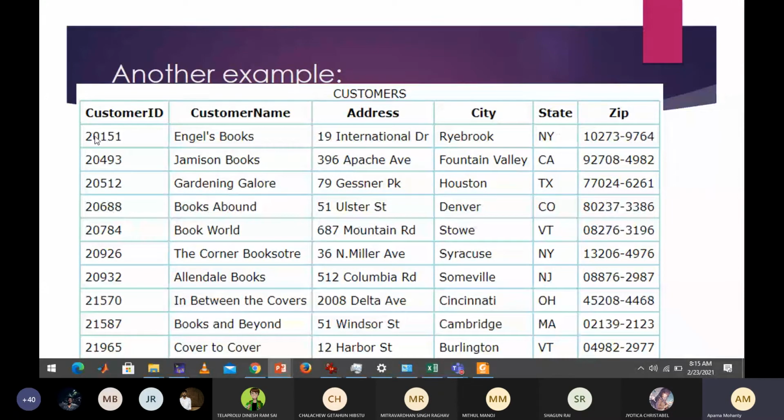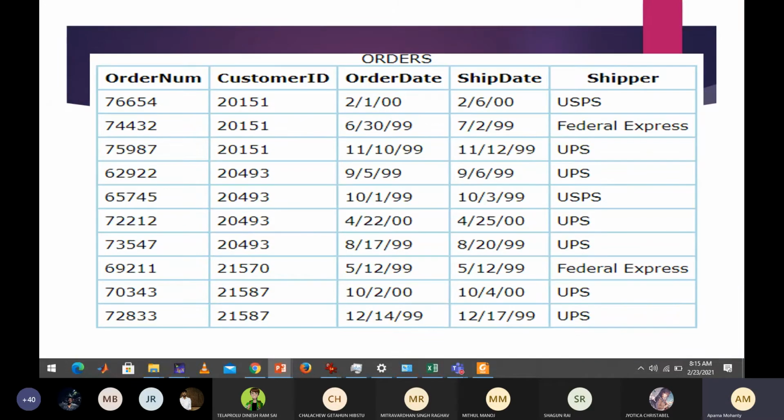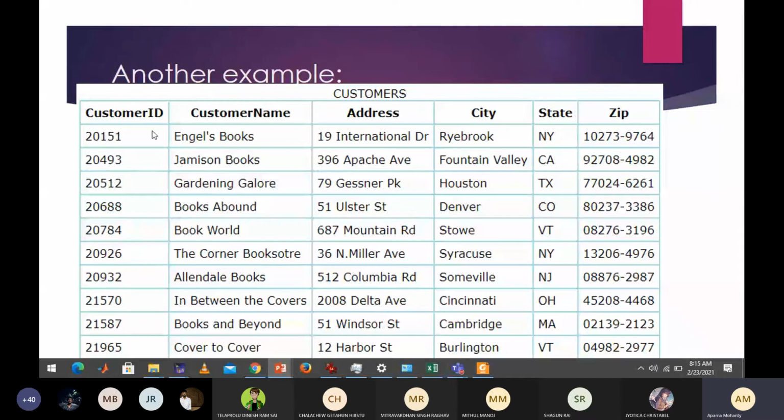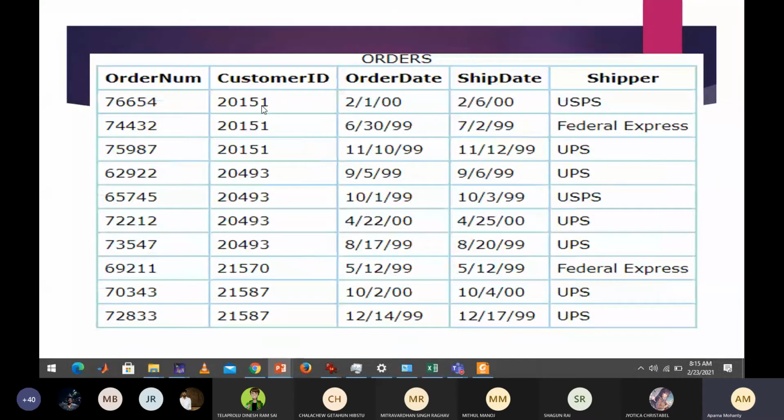Just look at these IDs. The IDs are different, like unique. Next comes another table where the customer has ordered something. Just see this 20151. This is the customer number, and the customer name is Angel's Books. So what has customer 20151 ordered? See, there are three entries of 20151, so it has ordered three different products.